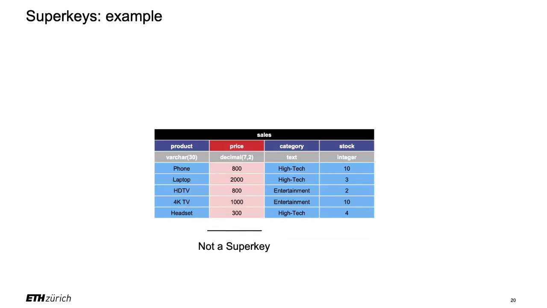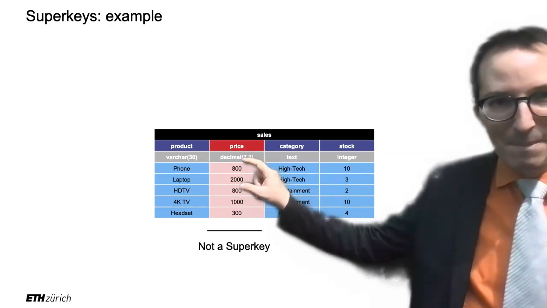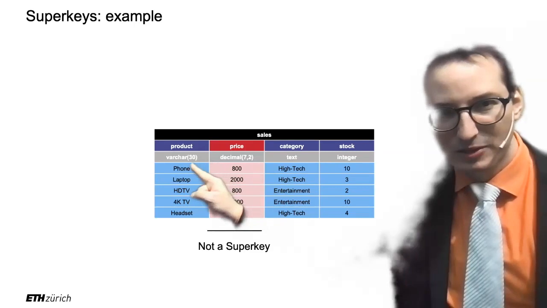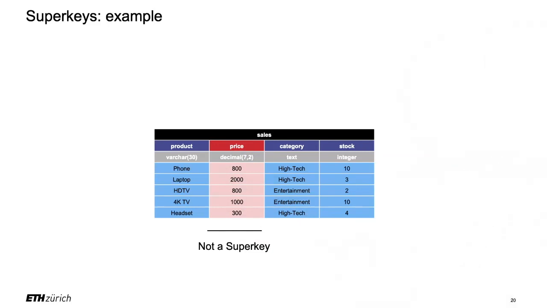This is not a super key. Why is that not a super key? So price is not a super key. Anybody? Yes, maybe bring the microphone to somebody raising their hand. Because the value 800 comes up twice. Yeah. And why does it make it not a super key? Because it doesn't identify it uniquely. Yeah, it doesn't identify the tuple uniquely. For example, it could be phone or it could be HDTV. You don't know, right? So the price alone is not enough, right?